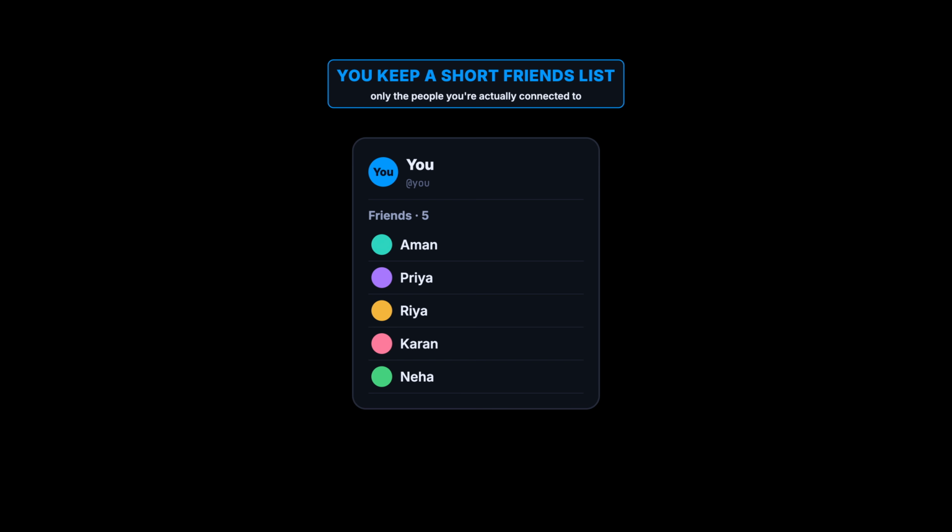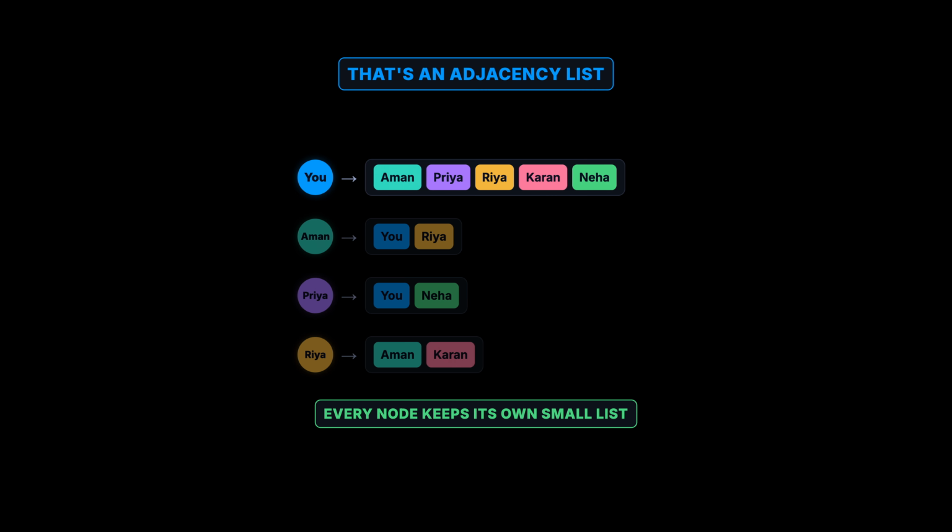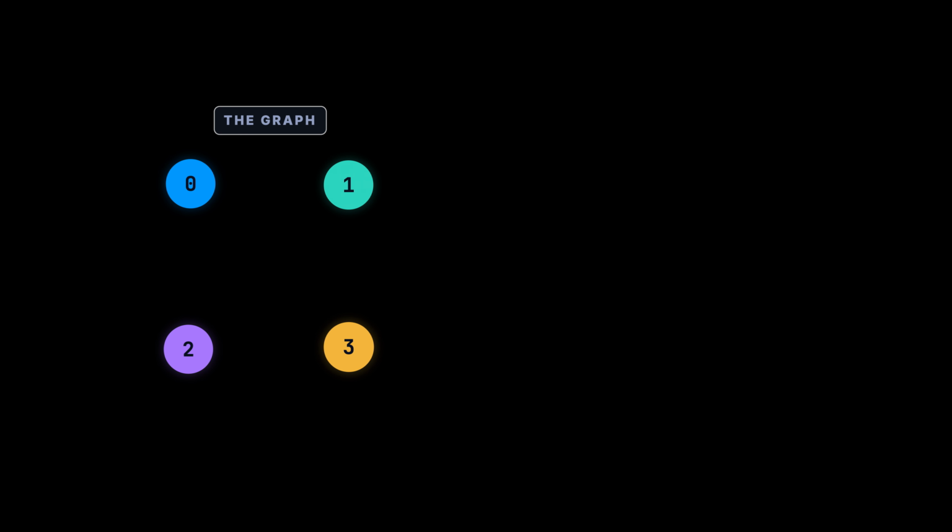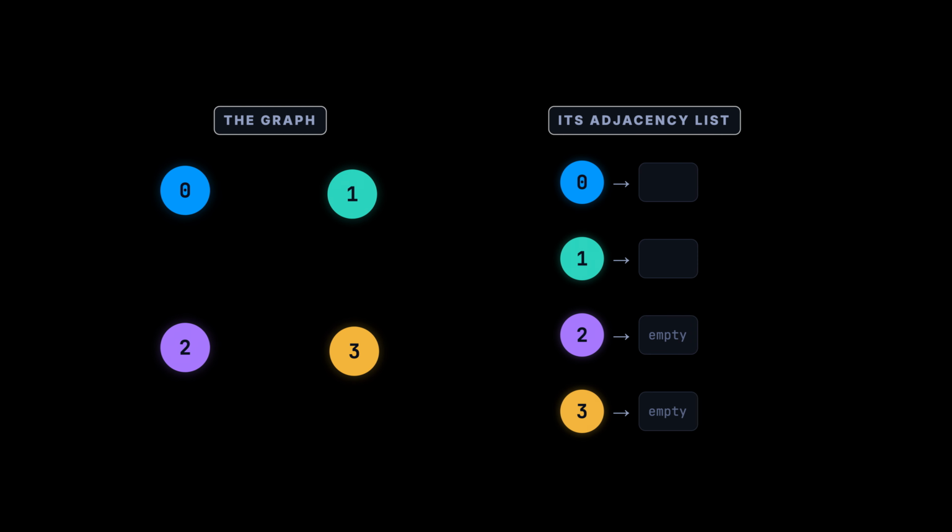That is the entire idea behind an adjacency list. Instead of one big grid for every possible connection, we just keep, for each node, a small list of who it is actually connected to. Nothing more. Let us make it real. Imagine our 4 friends again, 0, 1, 2, and 3. Now, instead of drawing a 4x4 grid, we do something much lighter. For each friend, we keep a little list next to their name. So friend 0 has a list, friend 1 has a list, and so on.